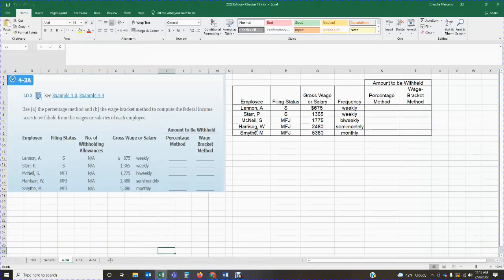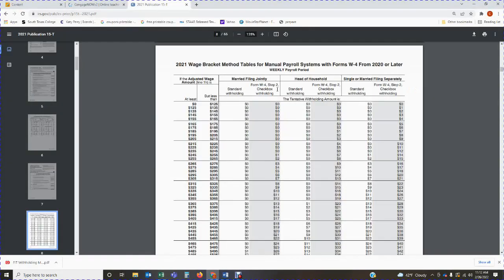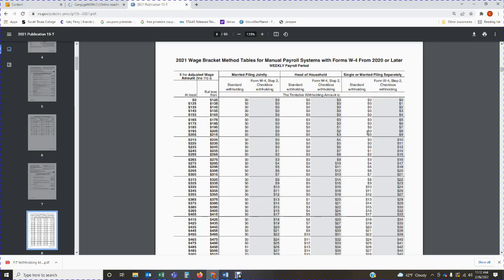The first one we have is Lennon. Lennon is single. He makes $775 weekly. We're going to locate the weekly table, which we have here. The problem says that Lennon is single, so we're going to be looking at the second to the last column, the standard withholding for single individuals. Make sure that you look at the single column, which is the third set of columns, the first row.